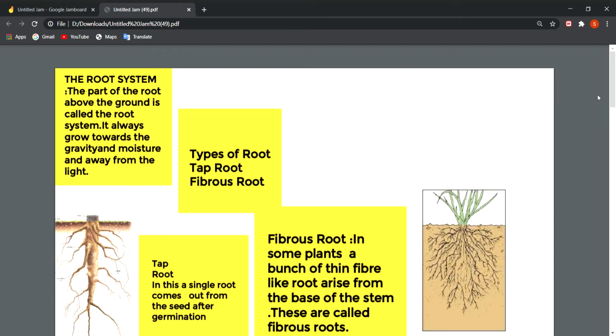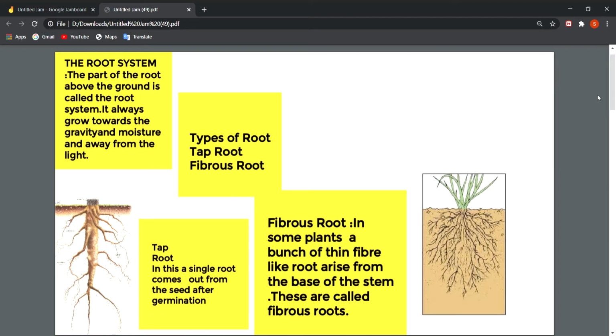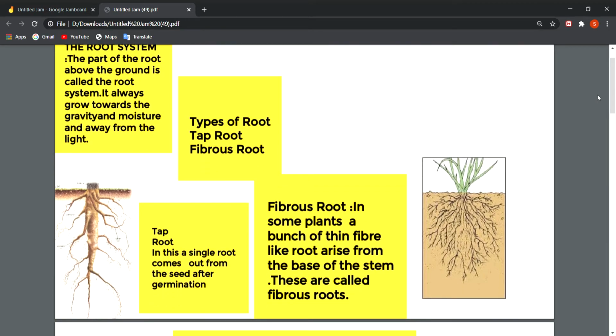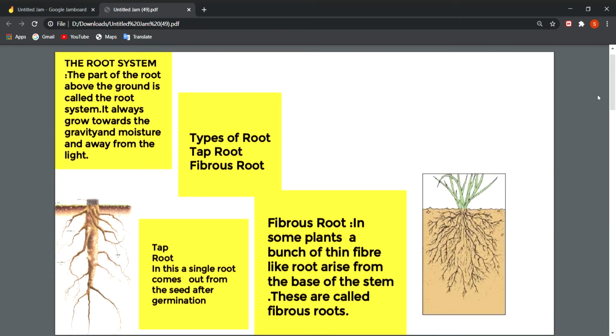There are two types of root in a plant, tap root and fibrous root. First we shall discuss the tap root. In a tap root, a single root comes out from the seed after germination. It is thicker at its upper part and generally tapers downward. The primary root gives out several branches in every direction. These smaller branches are called the lateral or the secondary roots. This type of root is found in mango, neem, pine, carrot, radish.